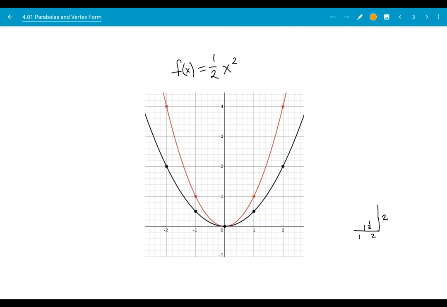What if I didn't want it to be skinnier? What if I wanted it to be more flat or wider or closer to the x-axis? Well, you can do the same thing with the stretch factor by using a fraction. So a fraction will cause it to be wider. So instead of going over 1 and up 1, I'm going over 1 and up a half. Instead of going over 2 and up 4, I'm going up half of 4, which is just 2. And so with the 1/2 stretch factor, I get a wider parabola.